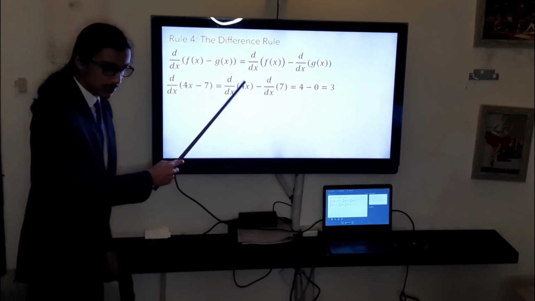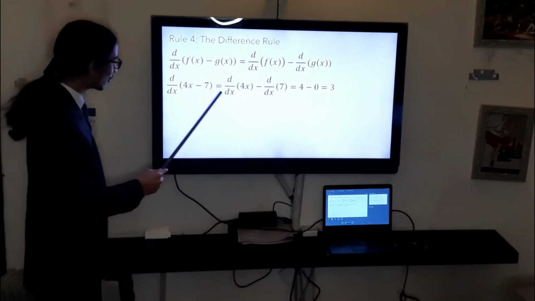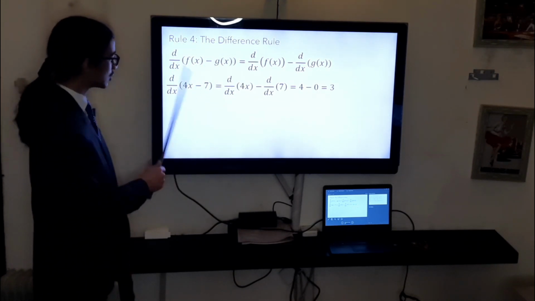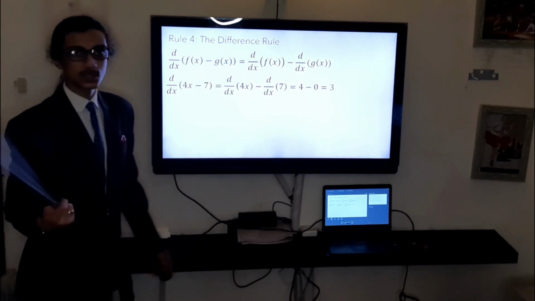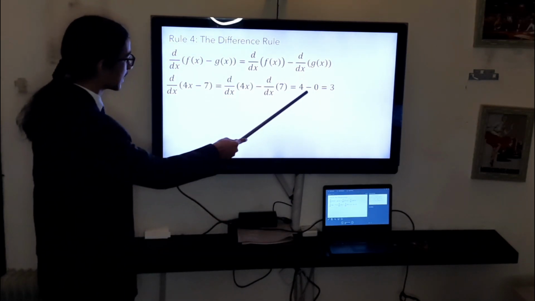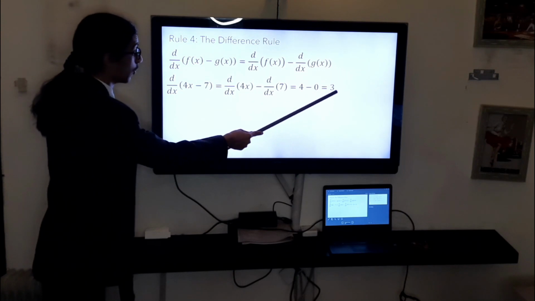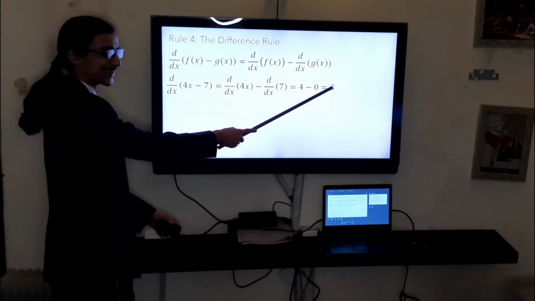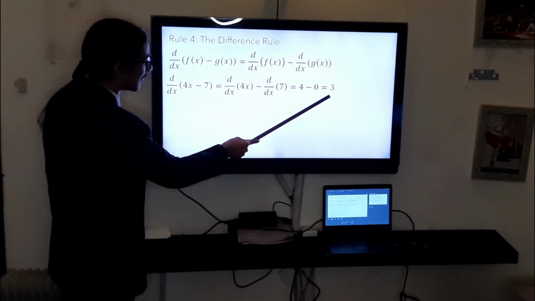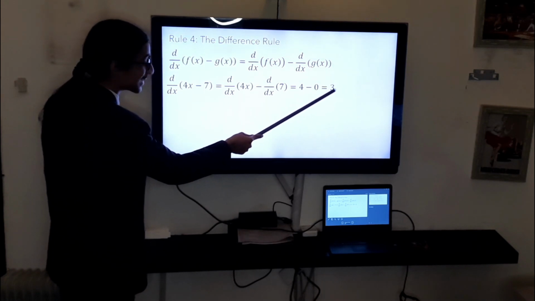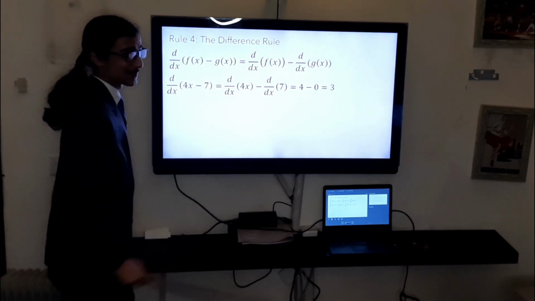So for the derivative of 4x, we take 4 out. The derivative of x is just 1, so this just becomes 4. 7 is a constant, so the derivative of a constant is 0. We get 0. 4 minus 0. Oh, 4. Sorry. I clearly was probably thinking about something else and making this stupid. Yeah, that is 4. I apologize. That's supposed to be 4.